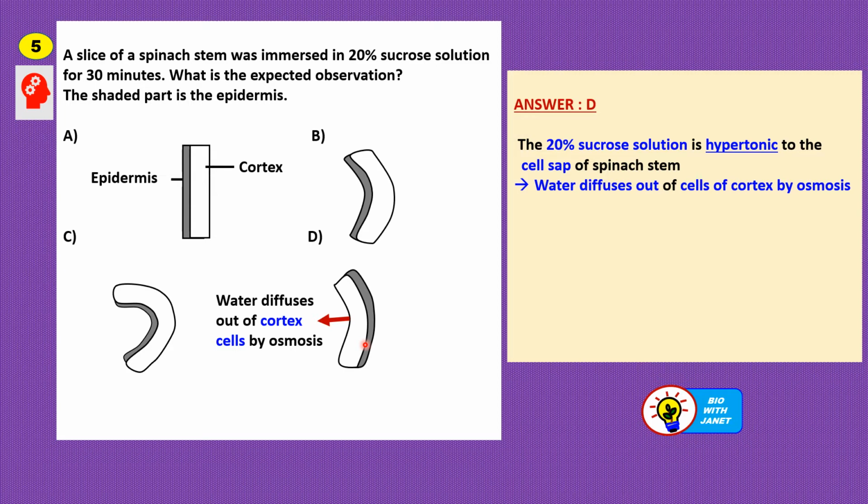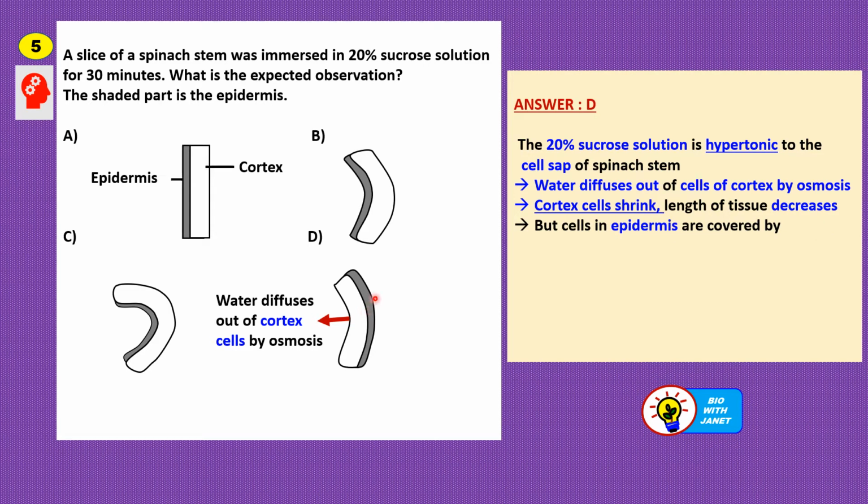Alright, so we talk about the cortex first, and then we're going to discuss the epidermis. They have different responses. Now for the cortex cells, water diffuses out of the cells by osmosis, and the cells will shrink. So the length of this tissue, the white part here, will shrink compared to the original length, right?